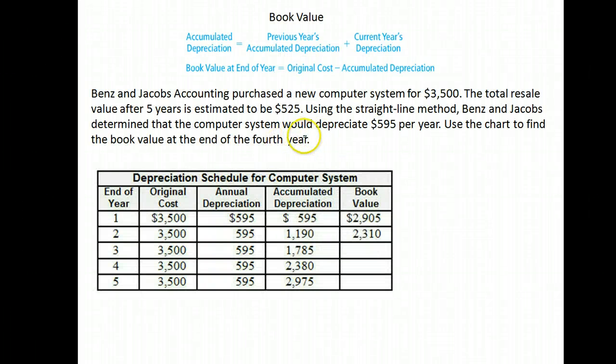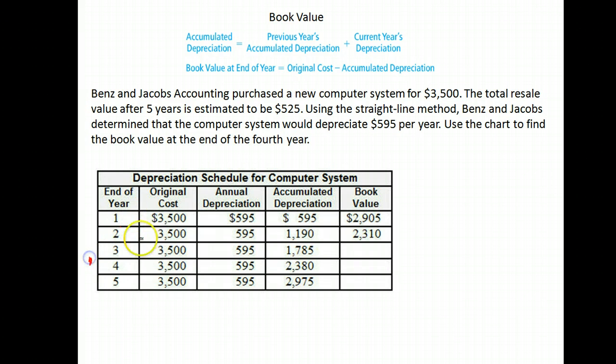Okay, so let's talk about the book value of an item. We've talked about straight line depreciation, and we're still using straight line depreciation. But now we're going to talk about what the book value of an item would be. So if you were keeping books for your business, and you needed to know the value of an item.